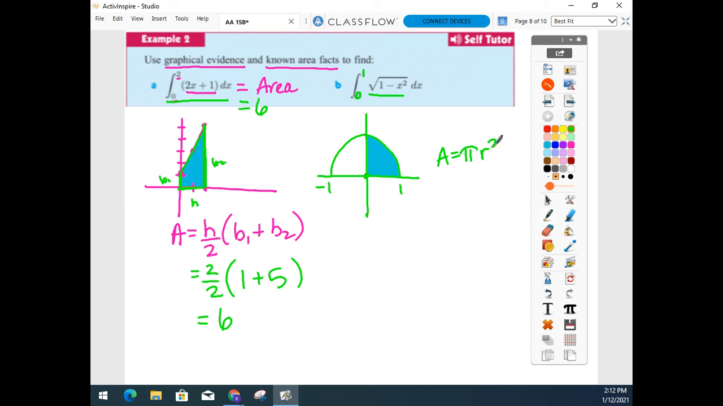So the area of a circle in general is pi r squared. The entire area of this circle would be 1 squared times pi, which is just pi. Since this is a quarter of a circle, my area is pi over 4. So the integral value is also pi over 4 because that's the area above the x-axis in between the curve and the x-axis from x equals 0 to 1.